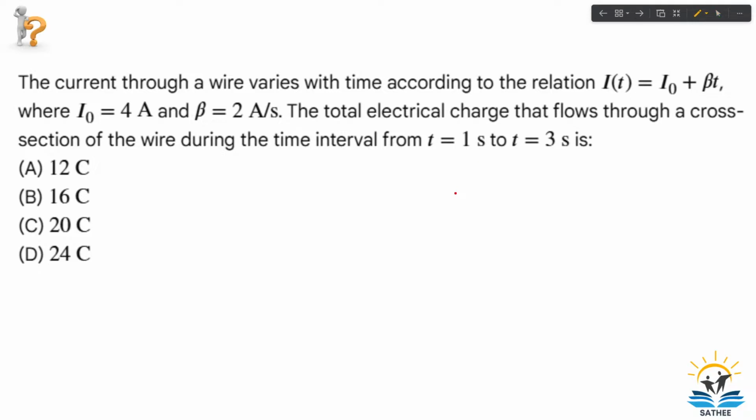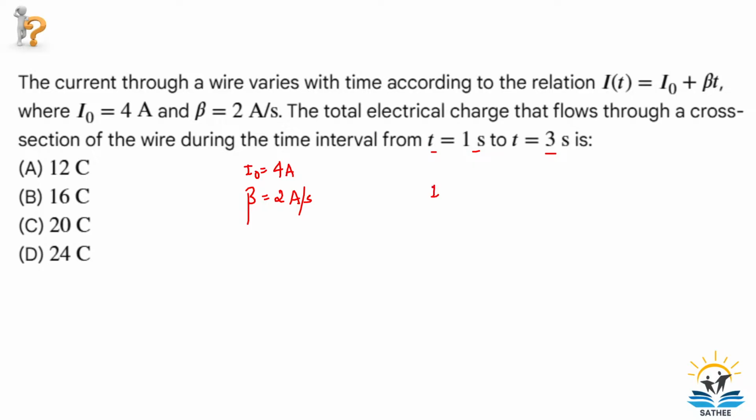So this is the question. The current through a wire varies with time according to the relation I(t) = I naught plus beta t, where I naught is 4 ampere and beta is 2 ampere per second. The total electrical charge that flows through a cross section of the wire during the time interval from t equal to 1 second to t equal to 3 second.